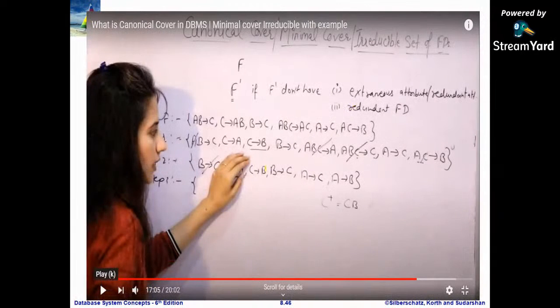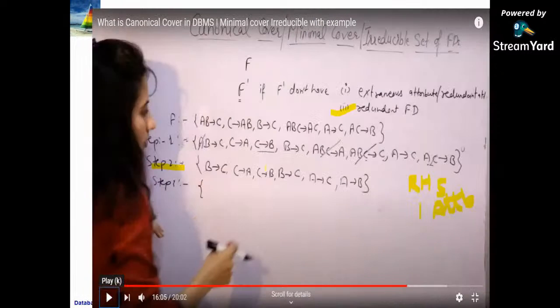Now we are left with the third step. This third step says that you have to remove the redundant functional dependencies. How can you remove them? You have to calculate the closure of attributes. You can see that this B tends to C has come 2 times, so you can remove it. B tends to C is not required. So we will move ahead with 1, 2, 3, 4, 5.